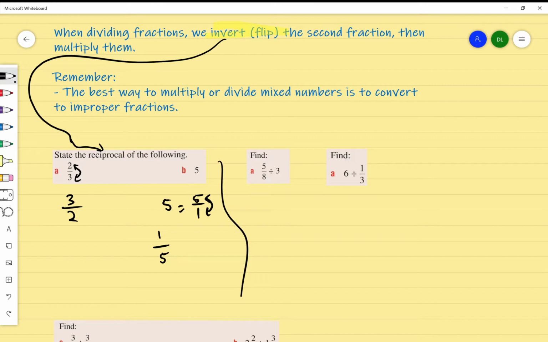Alright, let's find 5 over 8 divided by 3. So I know that 5 over 8 is just 5 over 8, obviously. Now I'm going to divide it by, now 3 is the same as 3 over 1. So I'm going to end up with 5 over 8. Now I'm going to flip it and then multiply. Remember, flip, then multiply, okay? So if I flip it, I get 1 over 3. I'm going to multiply, right? So 5 times 1 is 5. 8 times 3 is 24.